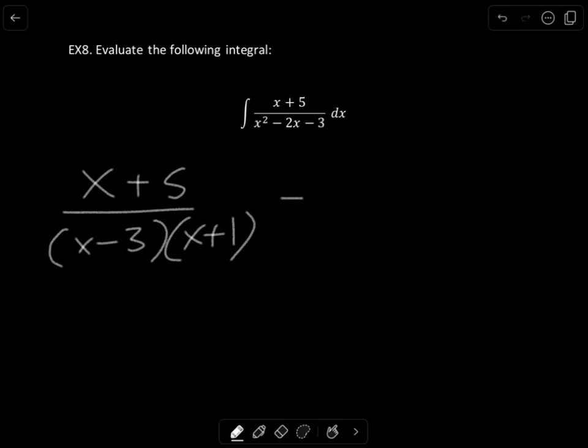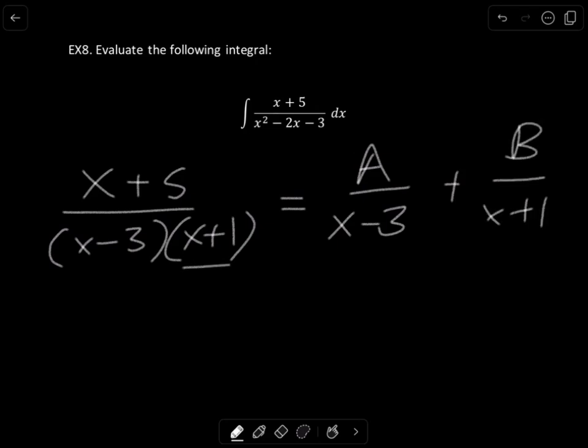So this is going to be equal to a over, write out your first linear factor at the bottom, x minus 3, plus b over x plus 1. There we go. Just a note, by the way, if you had the x plus 1 and the x minus 3 first, and you had something like this.